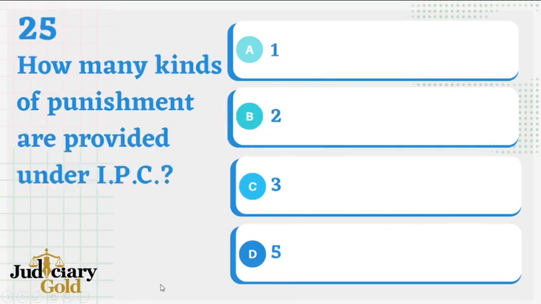The last question for the day. How many kinds of punishment are provided under I.P.C? 1, 2, 3 or 5? The answer is 5. The 5 kinds of punishment that are provided under I.P.C are basically the death penalty, life imprisonment, simple or rigorous imprisonment, fine, and forfeiture of property. So these are the 5 kinds of punishment provided under I.P.C.